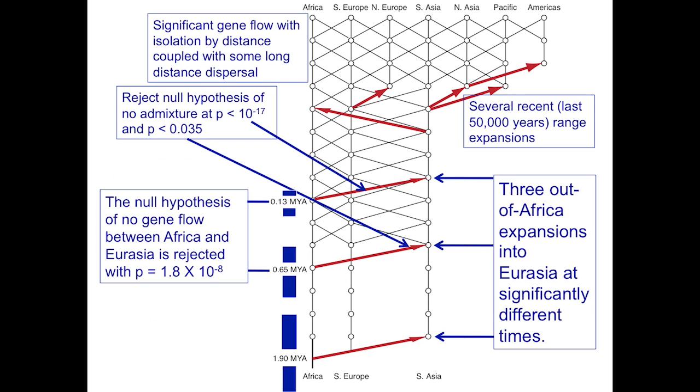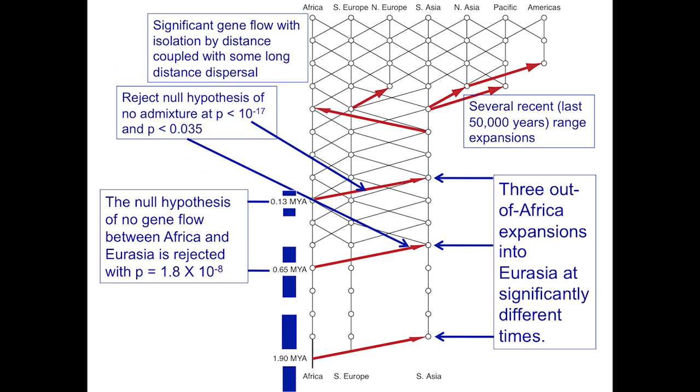The expansion of the Acheulean, you can reject the null hypothesis of no admixture of that expanding African population with the earlier Eurasian populations, just barely. It's just barely significant. But notice the most recent out-of-Africa expansion, it's rejected at a p-level of 10 to the minus 17th. And this was from 2002.